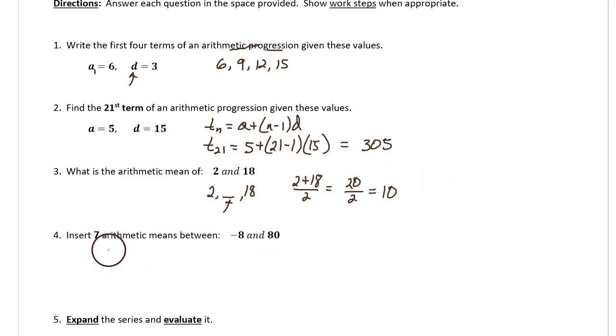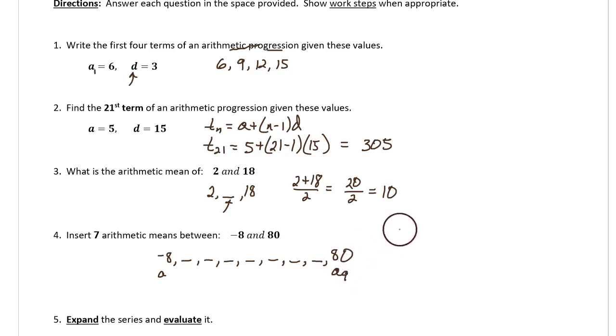Now the next one, insert 7 arithmetic means between -8 and 80. So we have -8 and then 7 unknown numbers. Then 80. This time I am going to use the general term formula to get the answer. The -8 is the value of A, or A sub 1, and 80 is the 1, 2, 3, 4, 5, 6, 7, 8, 9th term in the list.